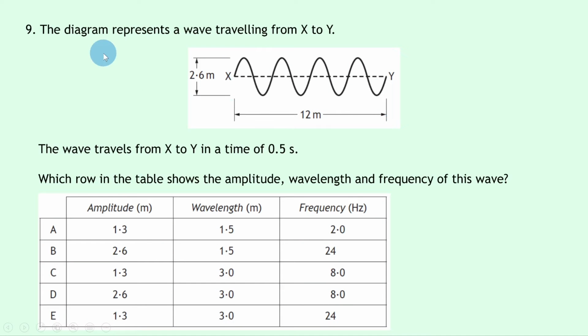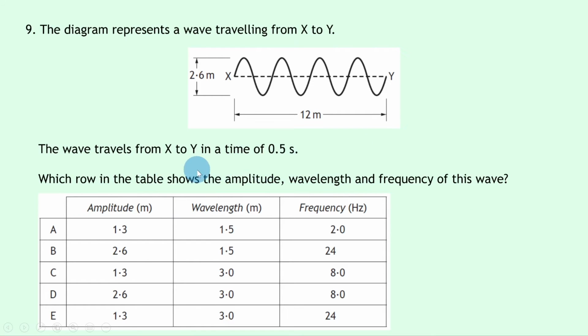Question 9 says that the diagram represents a wave travelling from X to Y. So we've got some distances given here. We've got from X to Y a distance of 12 metres horizontally and a full vertical height of 2.6 metres. Then it says the wave travels from X to Y in a time of 0.5 seconds. Which row in the table shows the amplitude, wavelength and frequency of this wave?